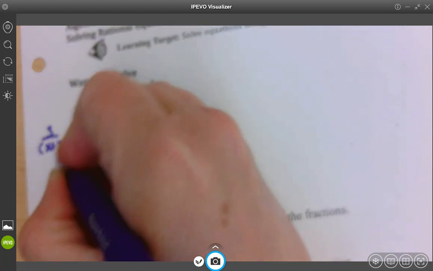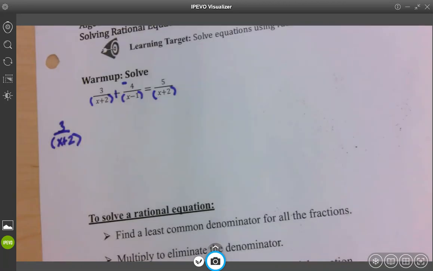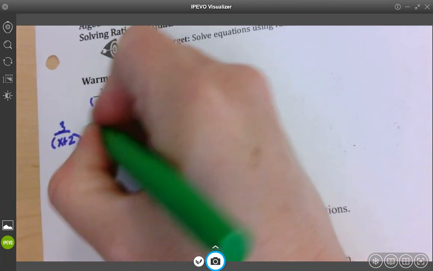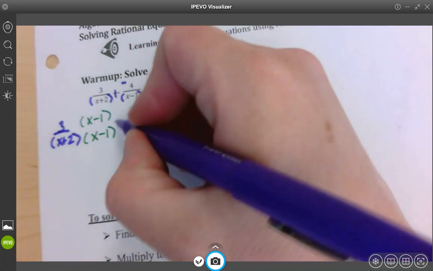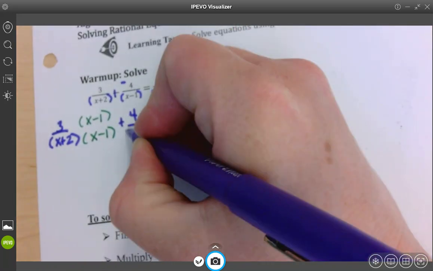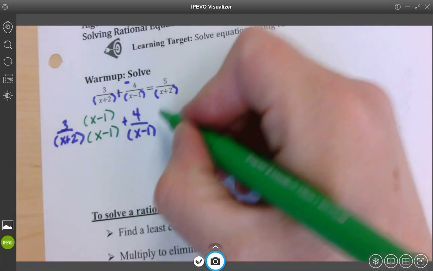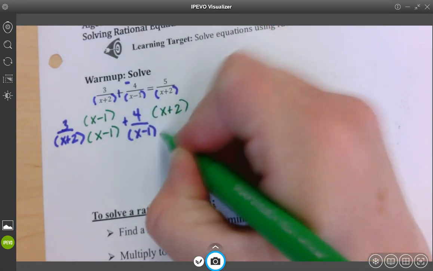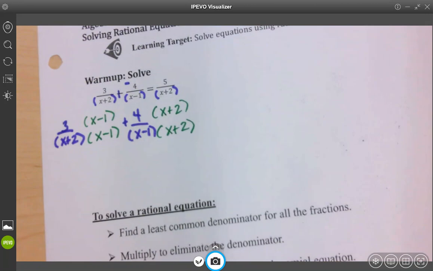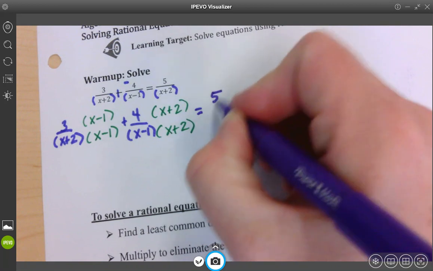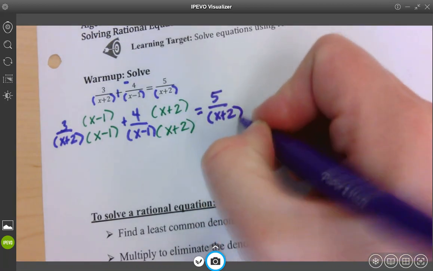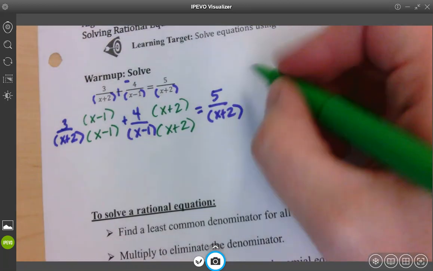So we have x plus 2, and then I'm going to multiply it times x minus 1 over x minus 1. Plus negative 4 over x minus 1, and that one's missing the x plus 2. Okay, that one has x plus 2, and it's missing the x minus 1.